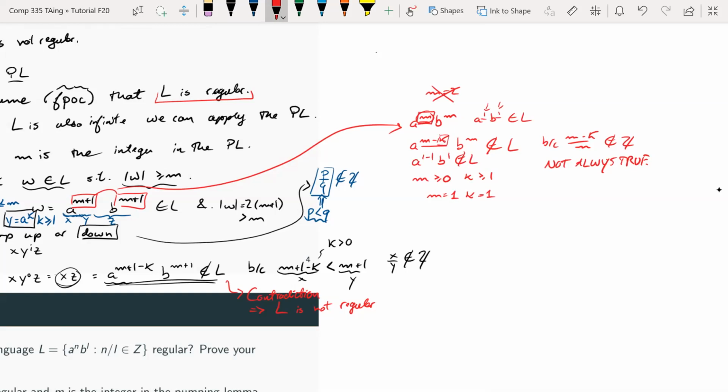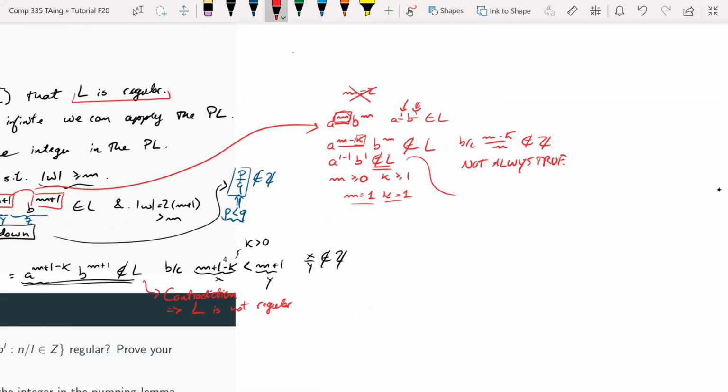But if you want to think of a reason why your proof does not work, then you can play the role of your opponent and say, okay, if I pick m as 1 here, and then I pick k as 1 here, does my proof hold? In other words, is the statement that a to the 1 minus 1, b to the 1 is not in L true? Well, unfortunately, a to the 1 minus 1 is a to the 0, and I'm going to have a to the 0, b to the 1. And I'm claiming that this is not in L, but this is not true.